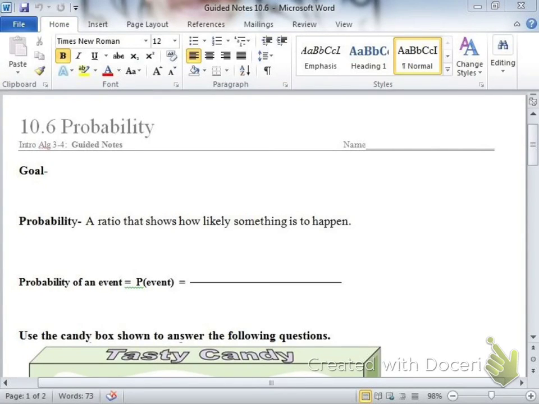Today we're working on section 10.6. This is actually the last section in chapter 10. And chapter 10 is the last chapter of the school year. So this is your last day of notes. Doesn't that feel good? All right, we've got some important things coming up.